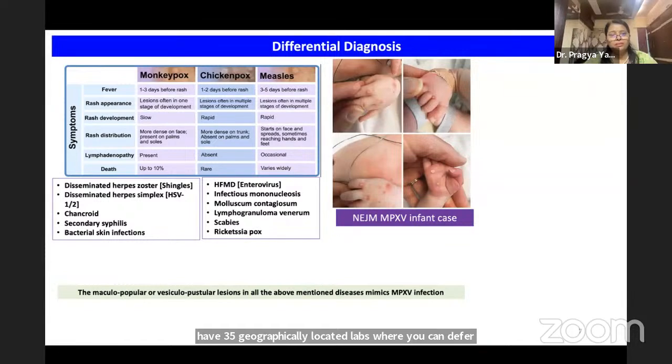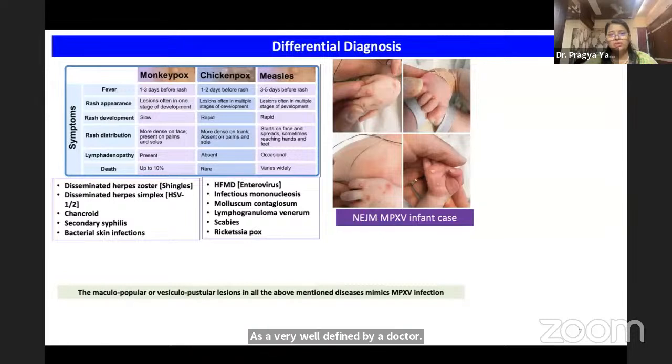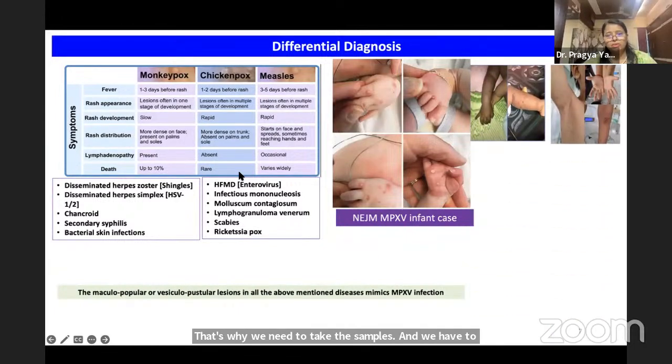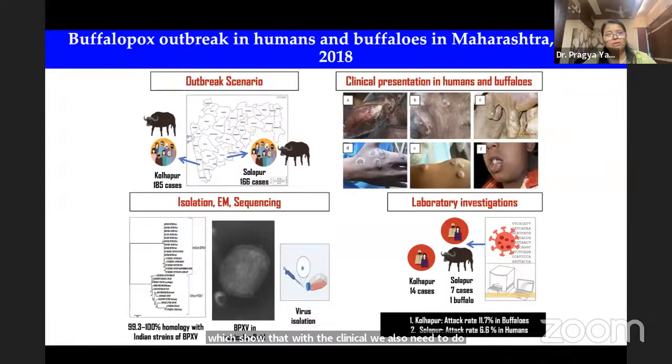As very well defined by Dr. Manish, monkeypox, chickenpox, and measles could be confusing for clinicians, and that's why we need to take samples and test them whenever there is a suspected monkeypox case. During these last 3 years, we not only tested positive for monkeypox, but we also found many positives for all these mentioned pathogens, which showed that along with the clinical picture, we also need to do specimen testing to find out the right etiology for the treatment of the patient.